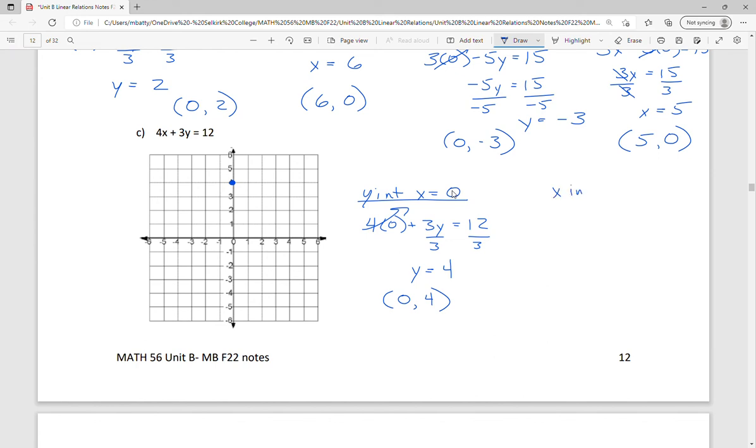The x-intercept, my instructions are make the other variable 0. So now I go back to my equation and I sub in a 0 where I see that y. That part of the equation basically disappears. I'll rewrite it because it gets a little bit far apart. Divide by 4, and I get that x equals 3.